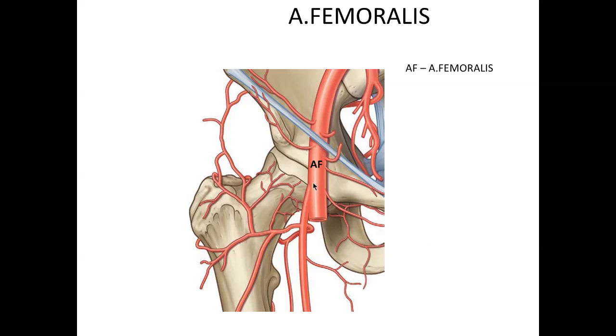In this small region, about 2 or 3 centimeters, it's branching 3 vessels. Exactly. This CIS, what does it mean? Arteria circumflexa ilii superficialis.